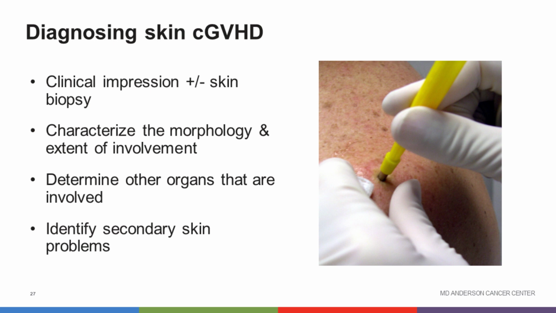Once we diagnose it, I showed you the diagrams earlier, we characterize the morphology. I say what I see. Is it scleroderma? Is it lichen planus? Is it papulosquamous? I use the words to describe it, and I describe the extent of involvement. Then I look to see what else is involved. Are the nails involved? Is the mouth involved? The eyes involved? The lungs involved? What other organs are involved? And once I know I have graft-versus-host disease, I try to identify secondary skin problems, and I'm going to talk about that a little bit today and more about that on Thursday.